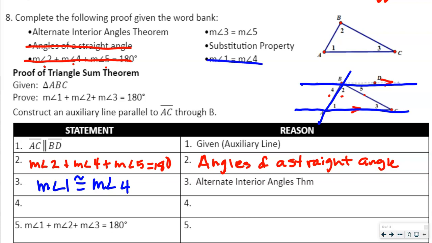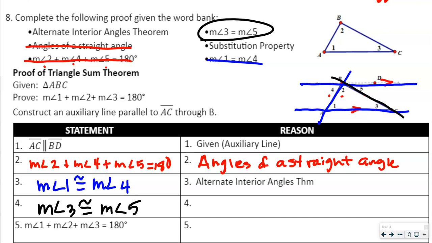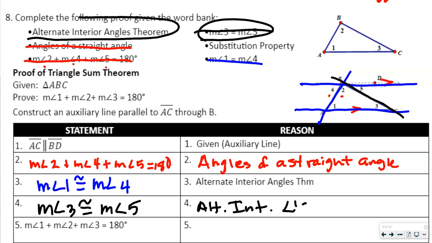Then we're going to make a statement on the other side that is similar, right? So right over here, do you see that other transversal? So we're going to say the measure of angle 3 is congruent, I'm looking up here, to the measure of angle 5. Why are they congruent, guys? Because again, they're alternate interior angles. So the alternate interior angles theorem.